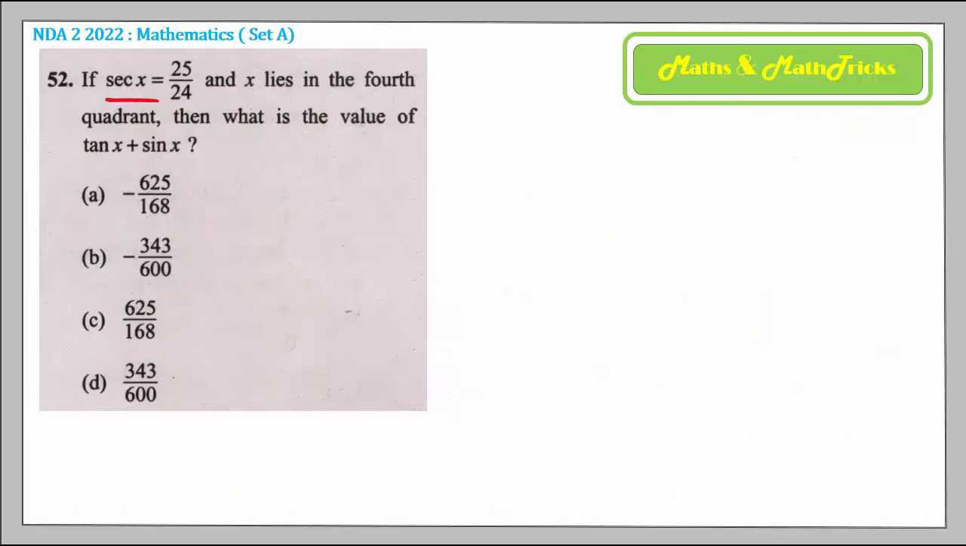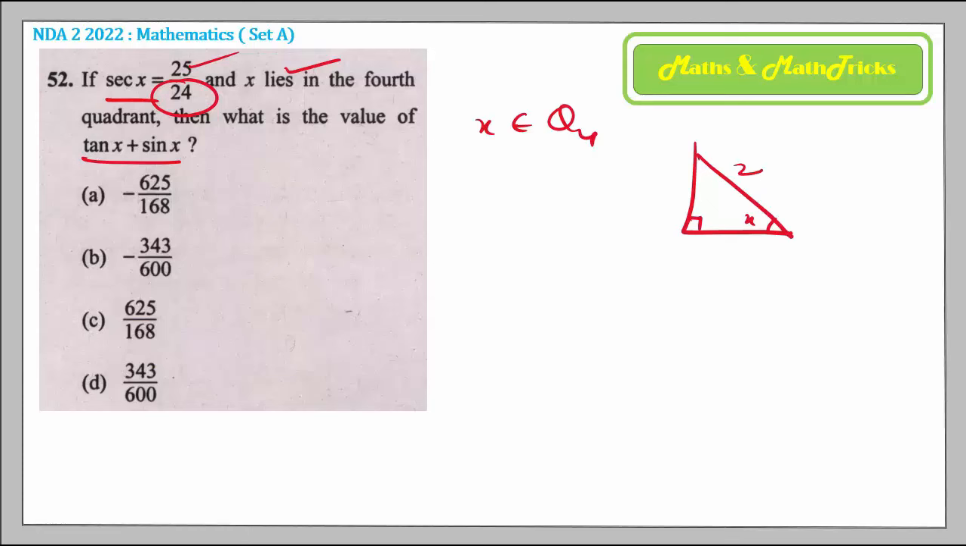Now here you know secant x, to determine the value of tan x plus sin x. For that you know x is in the 4th quadrant, Q4. So secant x is known, draw an acute angle triangle with that angle x. So adjacent is 24 and hypotenuse is 25. So you know the Pythagorean triplet is correspondingly 7, 24, 25. Now what would be the tan x?